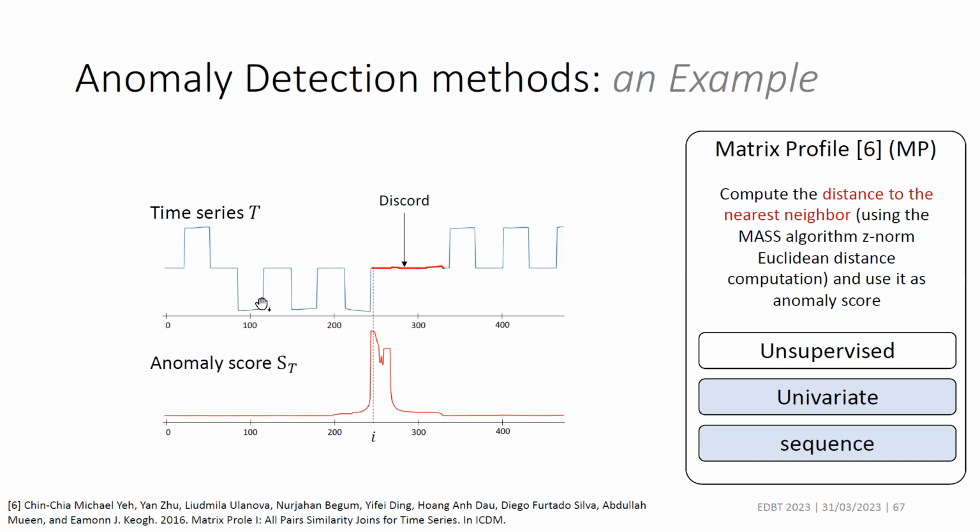This time series is from the NASA benchmark, from a rotary sensor. You have an anomaly here, and this anomaly is correctly identified by matrix profile. Indeed, this is the discord in this time series.